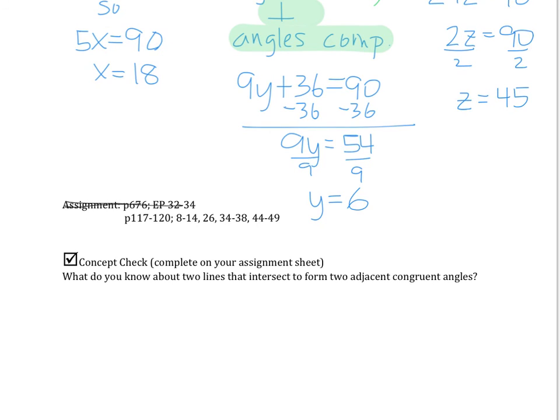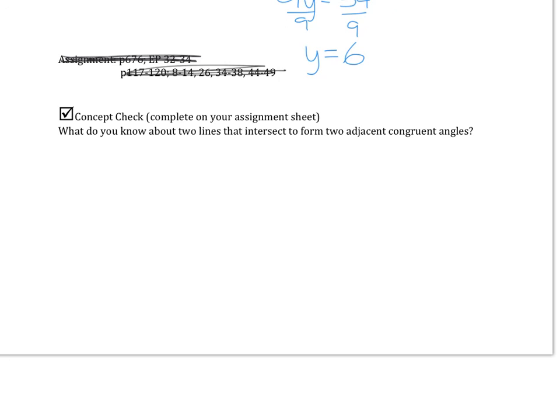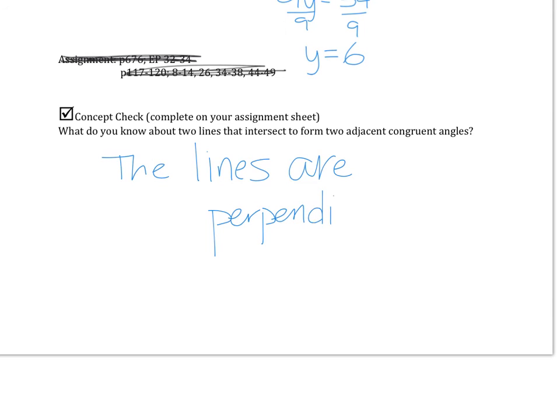Once again, the assignment is not this, so make sure you check the assignment on Schoology. Concept check: what do you know about two lines that intersect to form two adjacent congruent angles? The lines are perpendicular. Make sure you put your concept check on your concept check assignment and submit these notes. End of lesson 3-2.